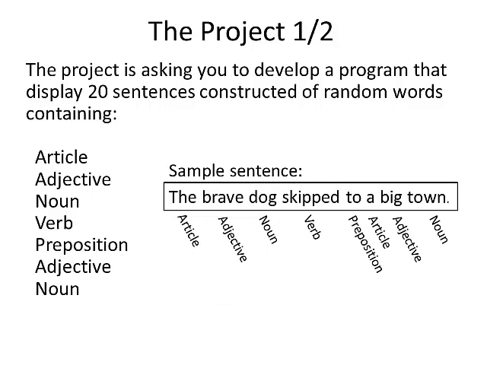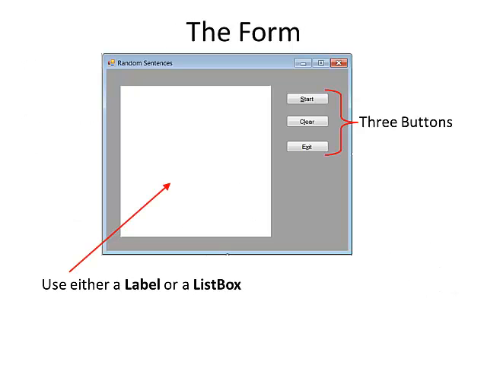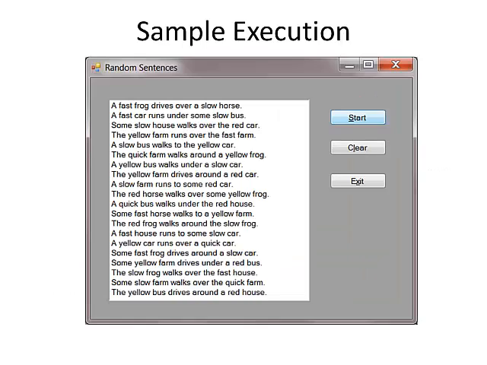You need to construct the sentence, so it starts off with an article, an adjective, a noun, and a verb, and then preposition, article, adjective, and finally a noun. The first word of the sentence must be capitalized, and you need to put a space between each word, and then a period or an exclamation mark at the end of the sentence. Your form should use either label or list box and have 3 buttons: start, clear, and exit. Here is a sample execution of the program.